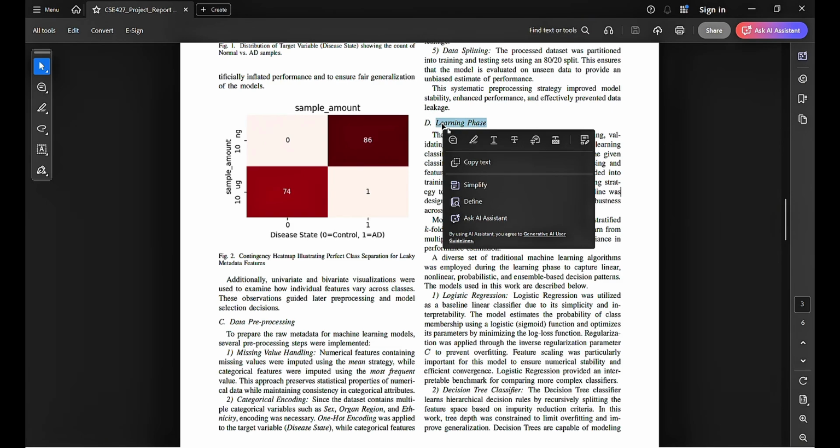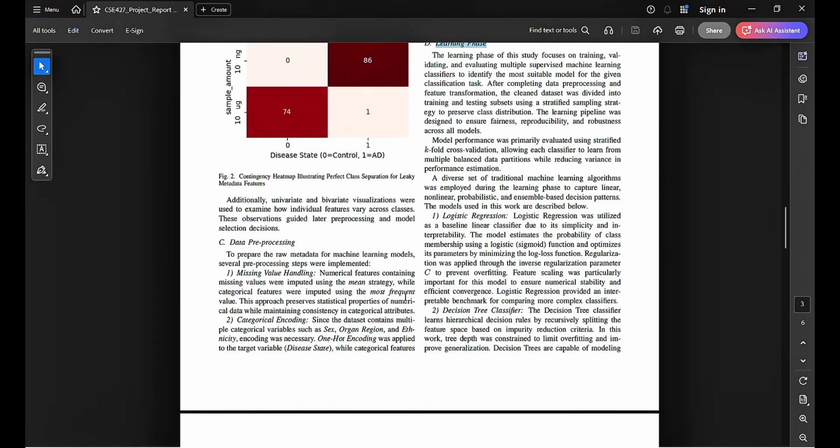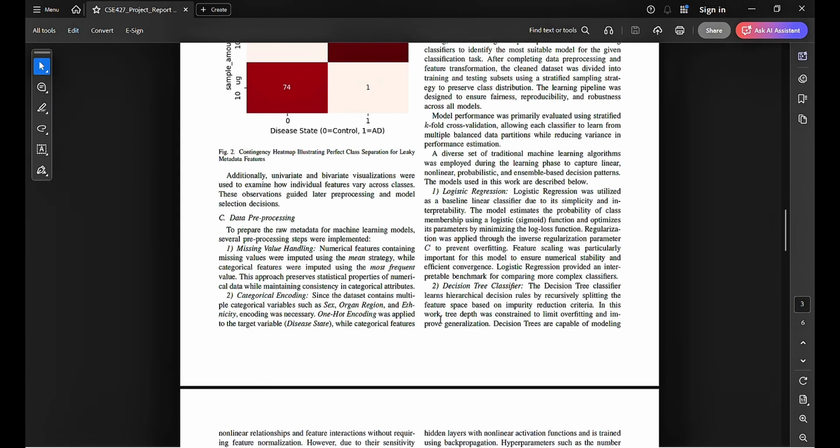You might notice in our report that we didn't just pick one model and hope for the best. We actually tested 10 different models. Why? Because in machine learning, there's no such thing as a magic algorithm that works for everything. Since we are dealing with complex biomedical data, we wanted to do a comparison-based analysis and study to see which mathematical approach actually understands Alzheimer's patterns the best.